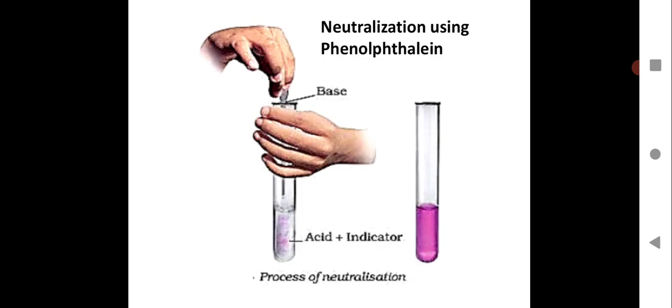And see the neutralization reaction using phenolphthalein. You take acid plus the indicator phenolphthalein in a test tube. Then you keep adding base continuously, drop by drop, a base like sodium hydroxide. You take hydrochloric acid in a test tube. Add phenolphthalein indicator, 1 to 2 drops. It will remain colorless. Keep adding sodium hydroxide drop by drop.